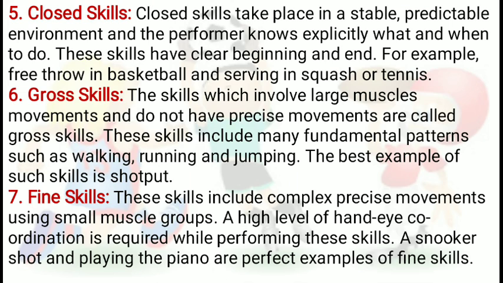So in closed skills, very good examples are given: a free throw in basketball, serving in squash or tennis, or a back kick being hit by the player. So it is considered a closed skill. Closed skills are those skills which are predictable and performed knowing explicitly when and what is to be done. Then gross skills. Gross means total, altogether.